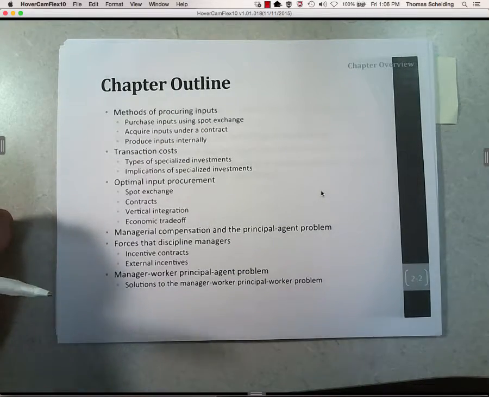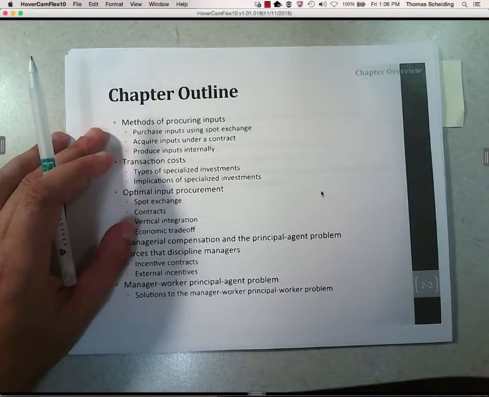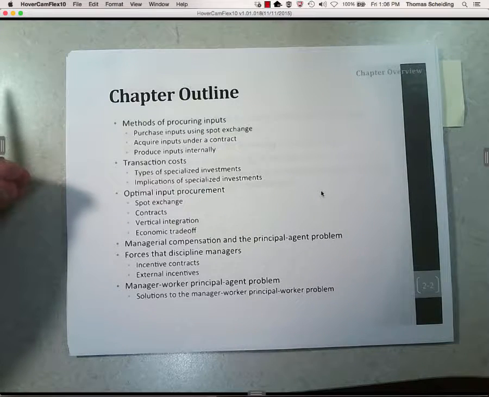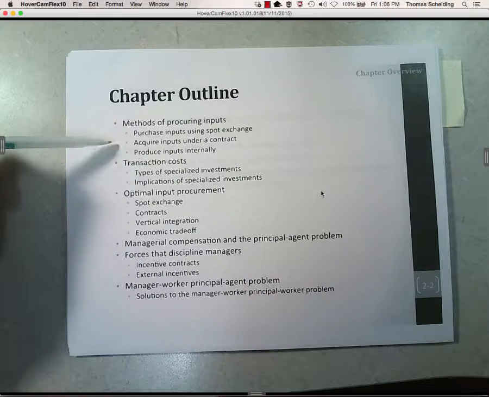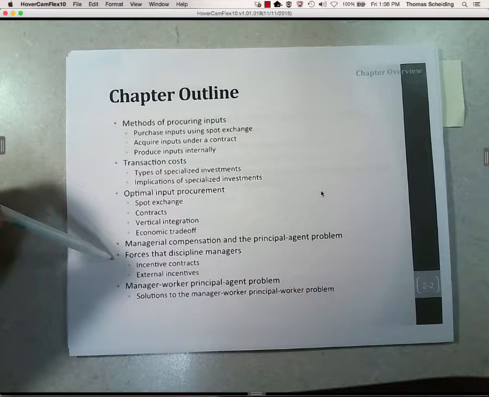Okay, so with that said, when we talk about how firms are organized, what do firms do? Firms take inputs and they convert them to outputs. It's that conversion process that firms are organized around. And so what we're going to need to talk about here are how the firms get the inputs, and then the way that we can organize how we manage the conversion of those inputs into the outputs.